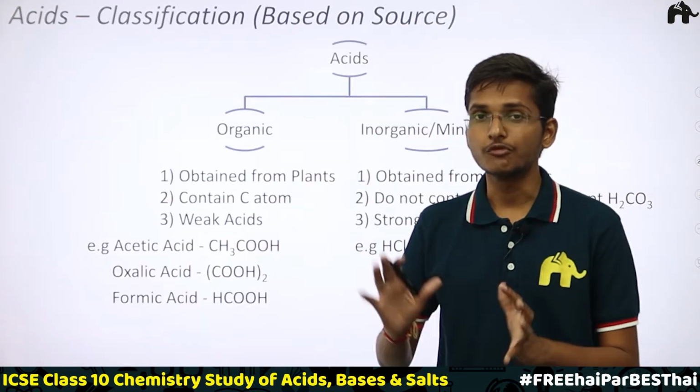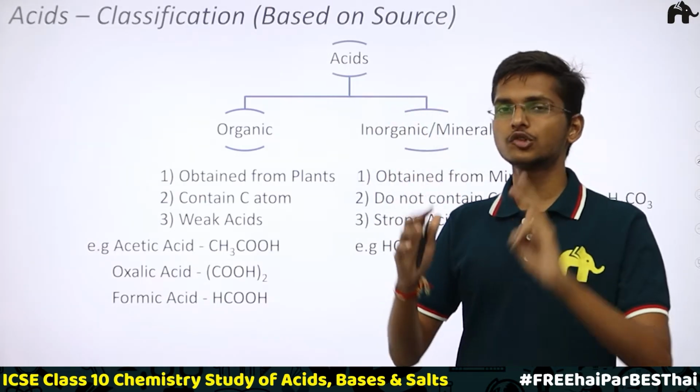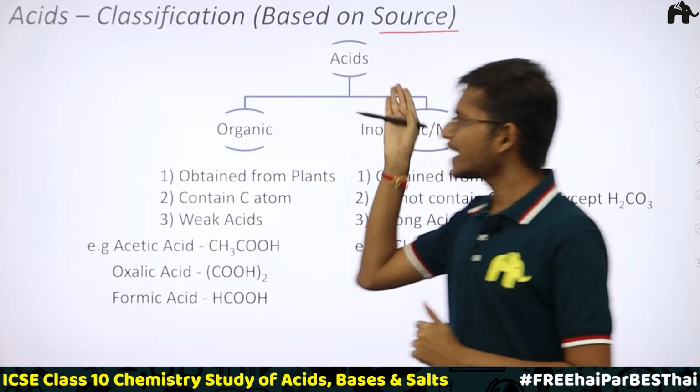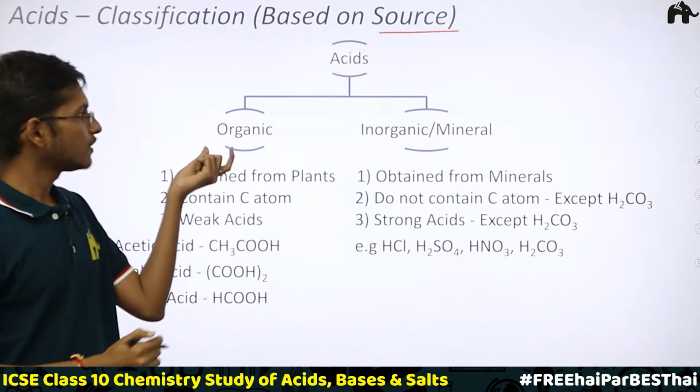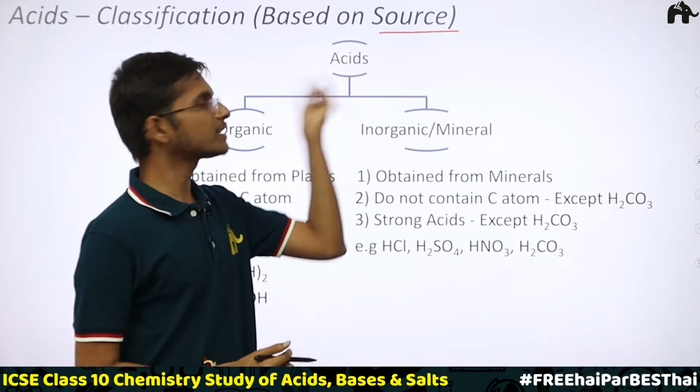Now moving ahead to the classification of acids. Here we are going to study two classifications. First is based on the source. Acids are classified based on their source into two types: organic acids and inorganic or mineral acids.